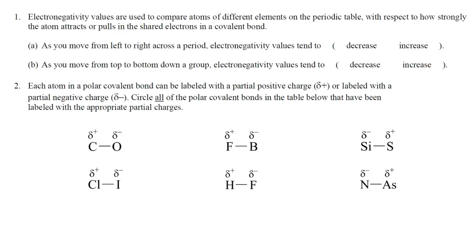Question 1 of the practice quiz says the following. Electronegativity values are used to compare atoms of different elements on the periodic table with respect to how strongly the atom attracts or pulls in the shared electrons in a covalent bond. And so in part A, it says, as you move left to right across a period, electronegativity values tend to.